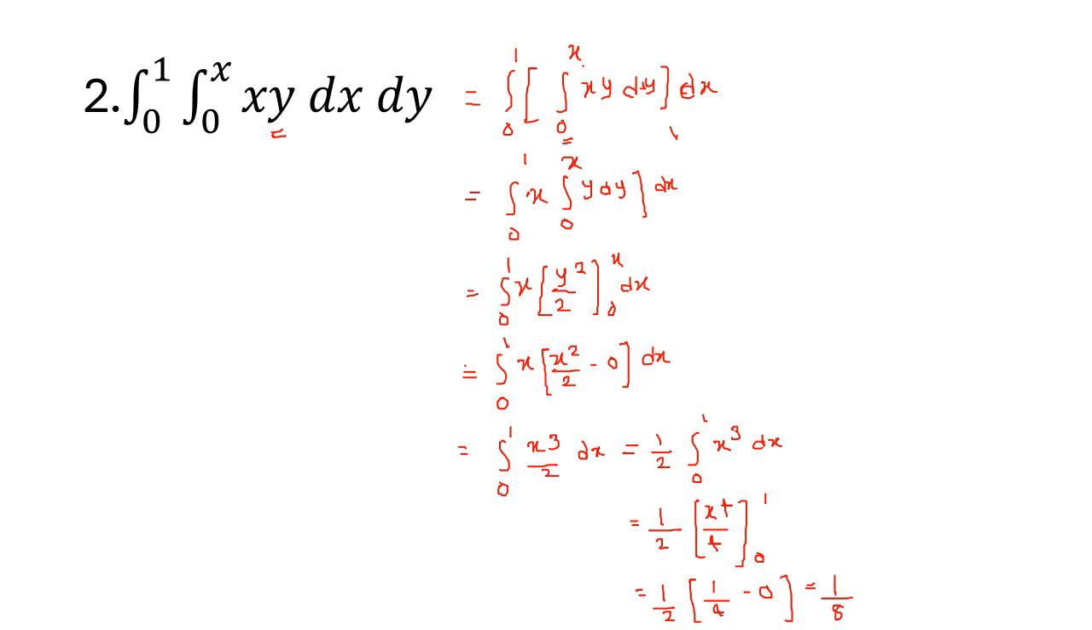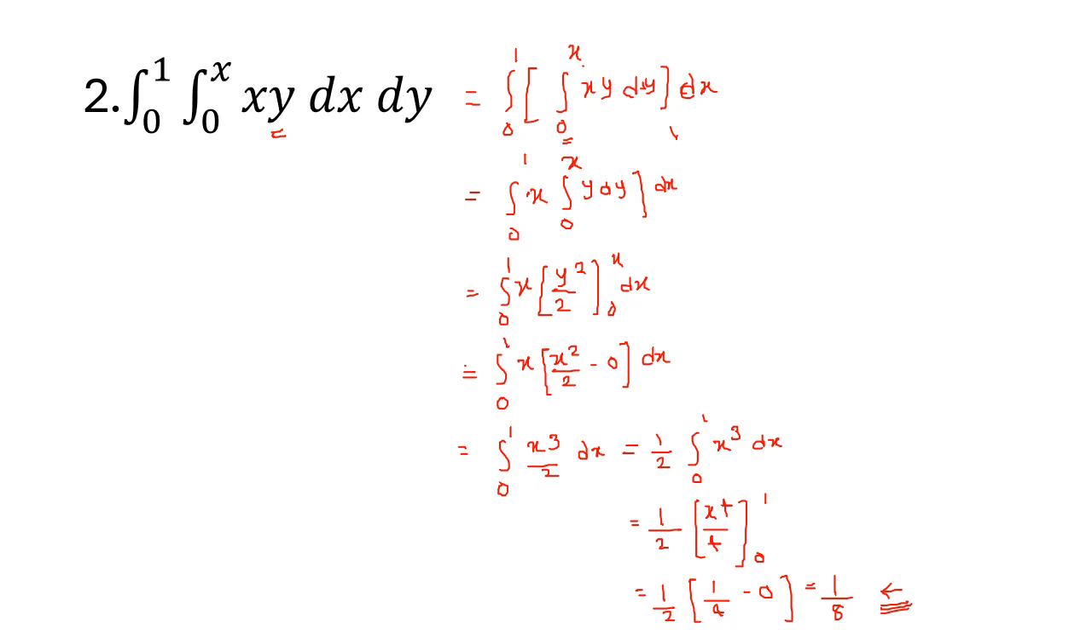So 1 upon 2 is a constant, take it outside of the integration. So 0 to 1 x cube dx is equal to 1 upon 2. The integration of x cube is x raised to 4 upon 4 and the limit is 0 to 1. So again 1 by 2, upper limit minus lower limit, is equal to 1 by 4 into 1 by 2, which is equal to 1 by 8. So this is the final answer.